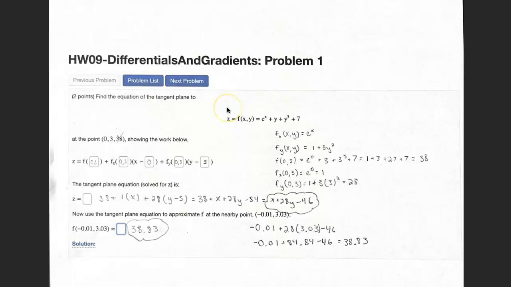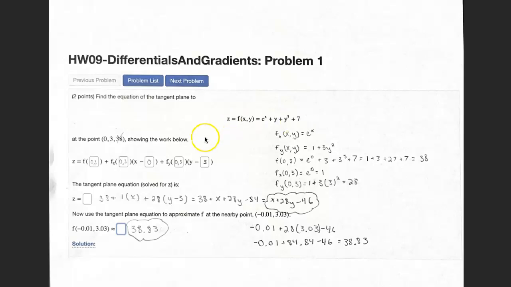So anyway, getting into the problem, I already have everything that I did written down. I'm just going to walk you through it and explain what I did. It says find the equation of the tangent plane to z equals f of x, y equals e to the x plus y to the third plus 7.